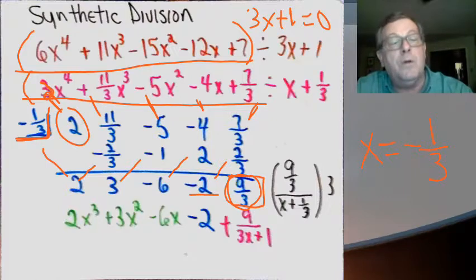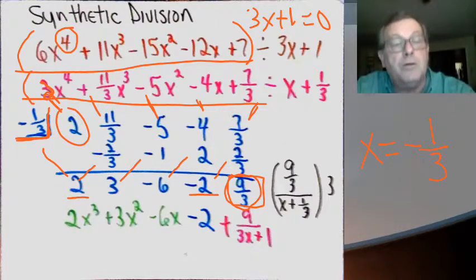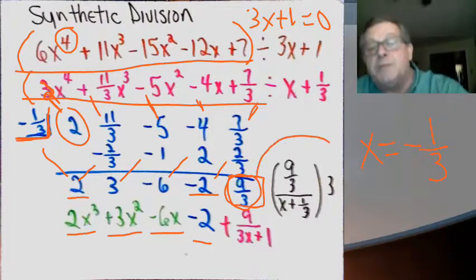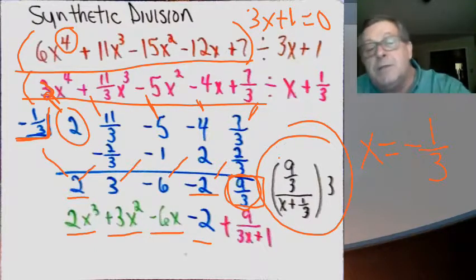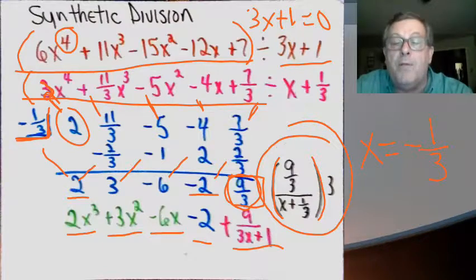And remember, this is going to represent x to the power 1 less than what my original polynomial showed. So now I've got 2x cubed plus 3x squared minus 6x minus 2, and I've got this remainder here, 9/3, or 3 over x plus 1/3. I'm going to multiply the whole thing by 3, as you see right here, getting back to my 3x plus 1. That's what I'm trying to get back to. That's the reason why I'm multiplying that remainder by 3.